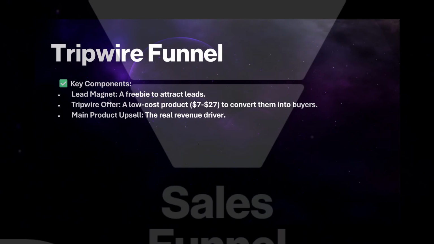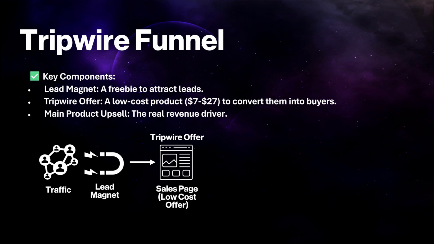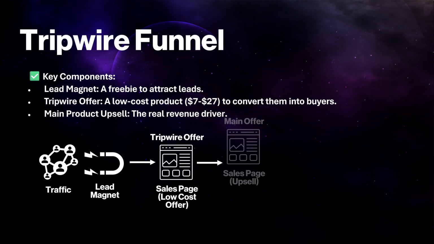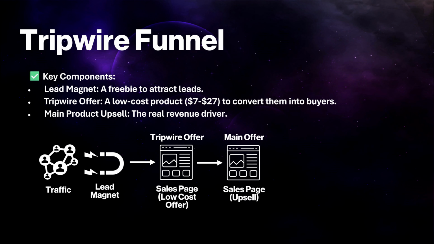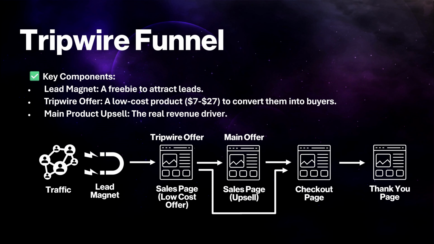In a tripwire funnel, a freebie, which can be a free resource, a guide, or a template, attracts the potential customers, which leads them to a tripwire offer, which is a low cost product to convert them into buyers. And finally comes the main product upsell, which is the real revenue driver, which is followed up by the checkout and thank you pages to complete the conversion process.